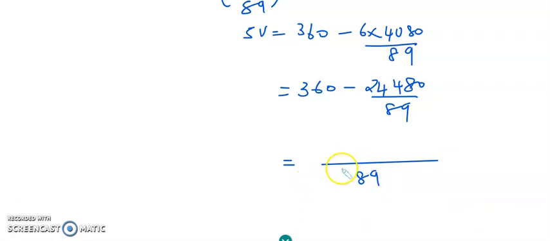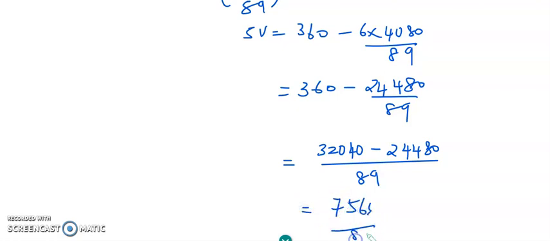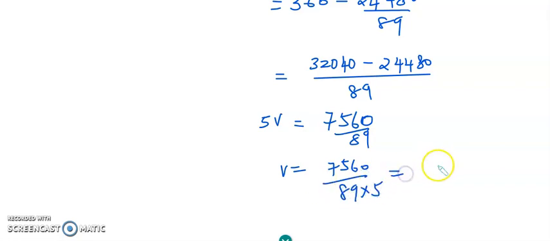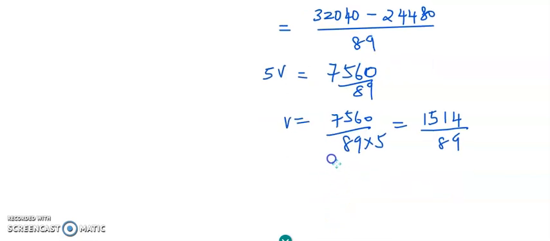So it will be 360 times 89, which is 32040, minus 24480, correct? So which will give me a subtraction as 7560 divided by 89. So if I look at it, it's 5v. Still I have to bring down the 5. So it is 7560 divided by 89 times 5. So if I further divide it, 1514 divided by 89. So this is just u and v, right?